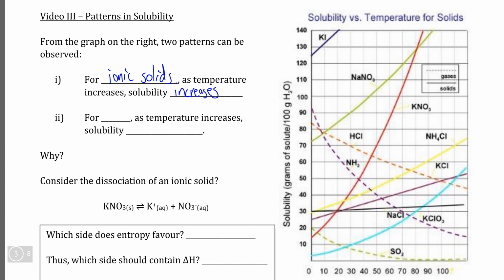However, if we take a look at examples of gases, for example, ammonia, hydrogen chloride gas, sulfur dioxide, we see that the opposite occurs, where as temperature increases, their molar solubility decreases, meaning that solubility and temperature seem to be inversely related for gases. Now, why does this difference exist?